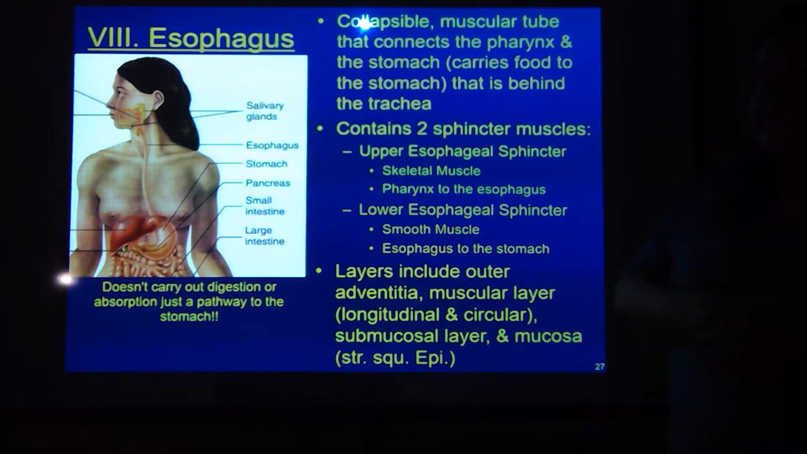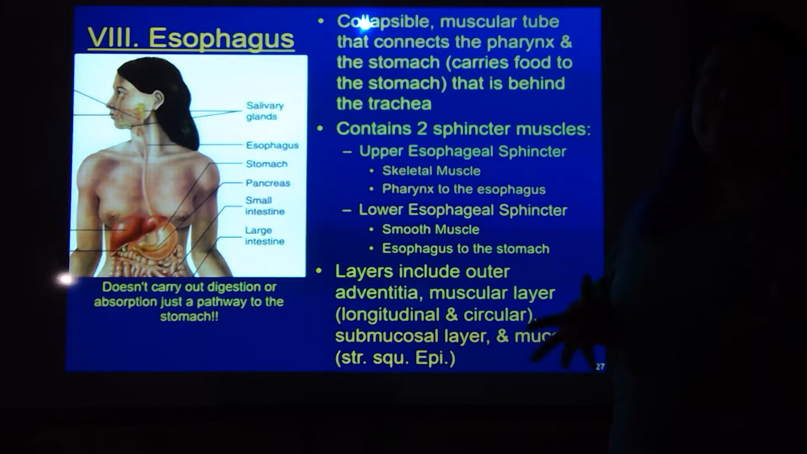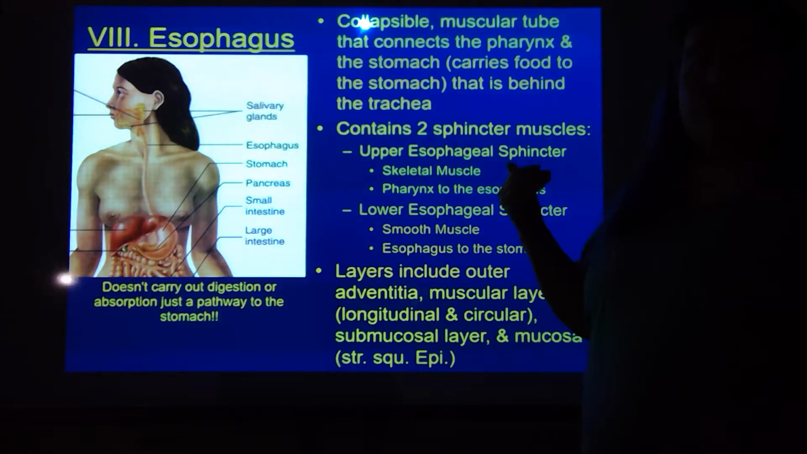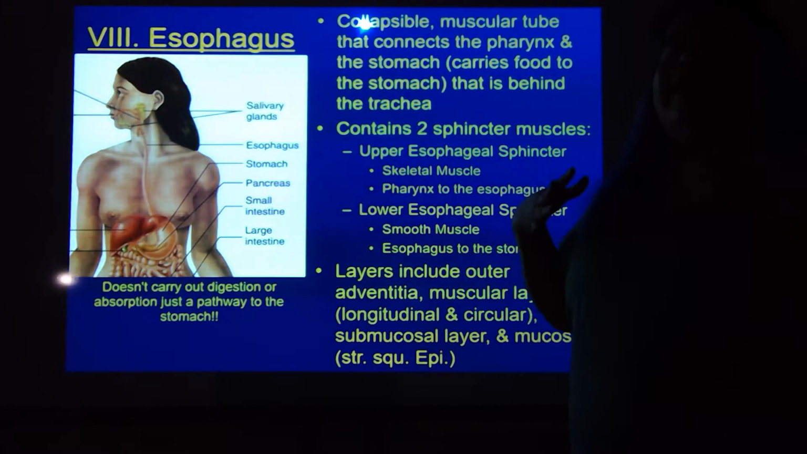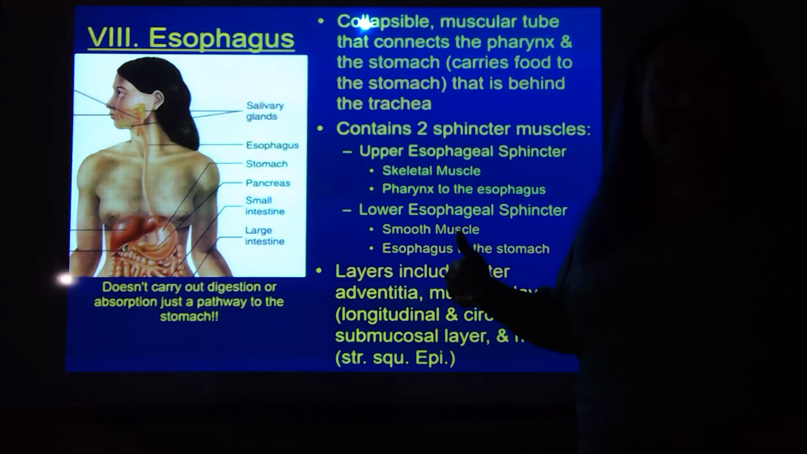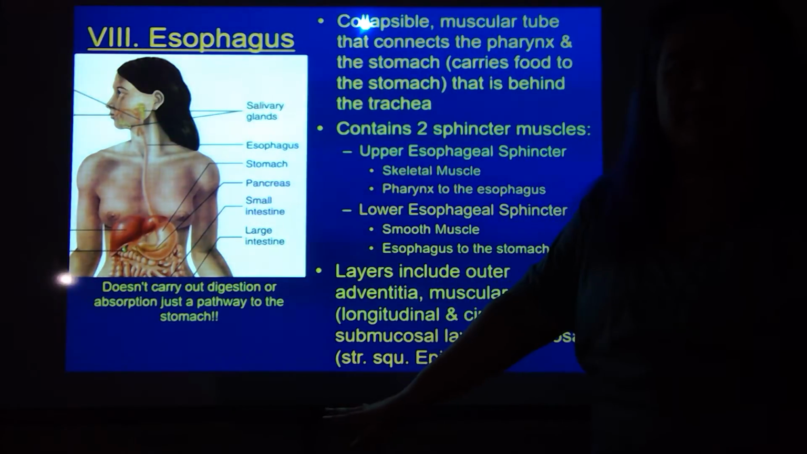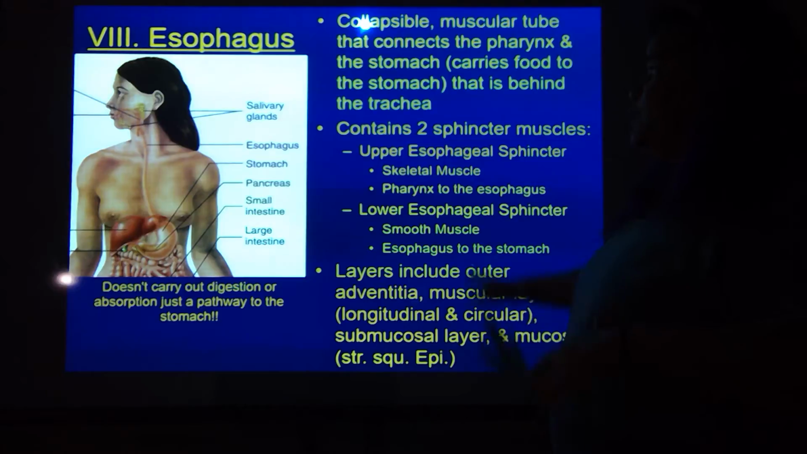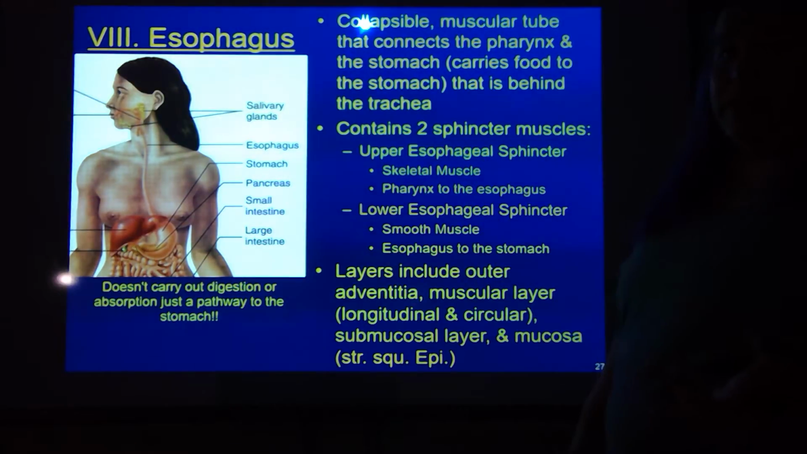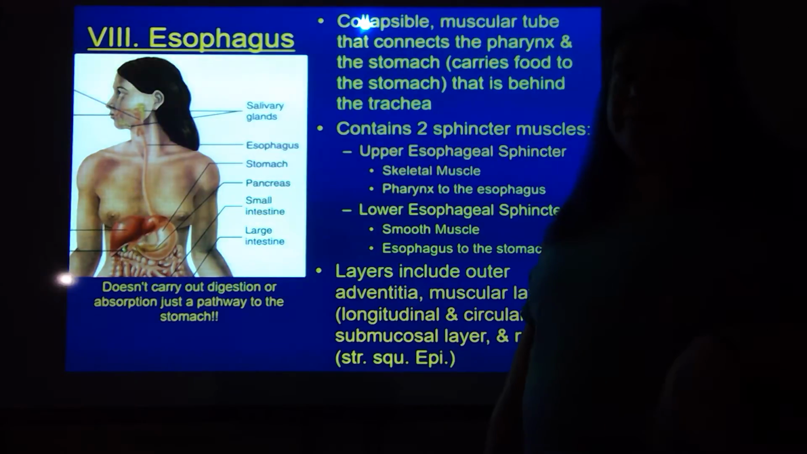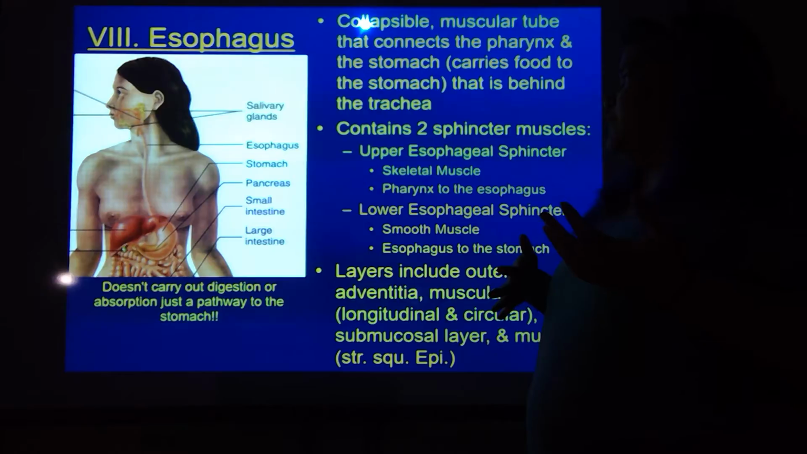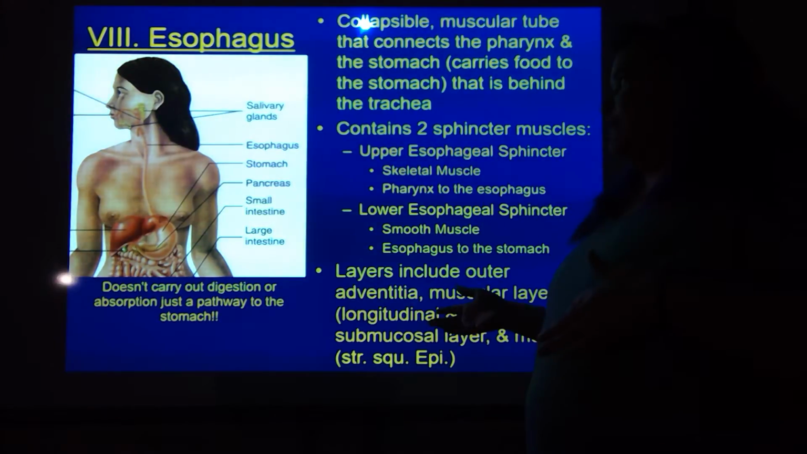So the esophagus itself is a collapsible muscular tube, and it connects your pharynx to your stomach, okay? Its job is to carry food from point A to point B. That's it, okay? You've got two sphincter muscles. You've got an upper esophageal sphincter that is actually skeletal muscle, which means that it's voluntary. Basically, it controls movement from the pharynx to the esophagus.